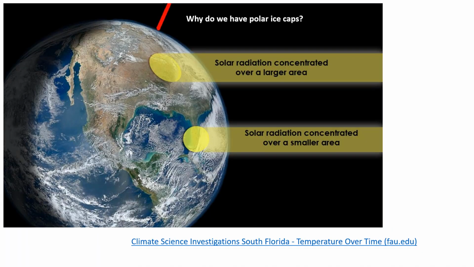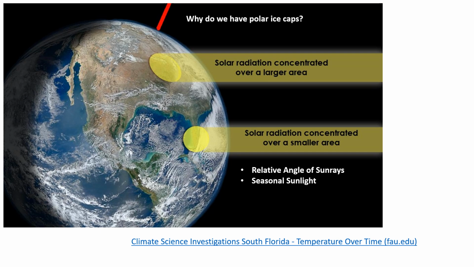There are three main reasons for it. First, the relative angle of sun rays. The sun rays hit the equator more directly, but sun rays spread out as we move away from the equator due to the change in angle. This means poles receive less concentrated solar radiation.